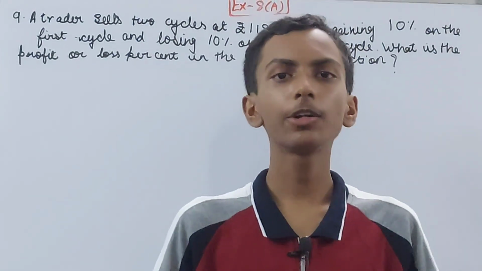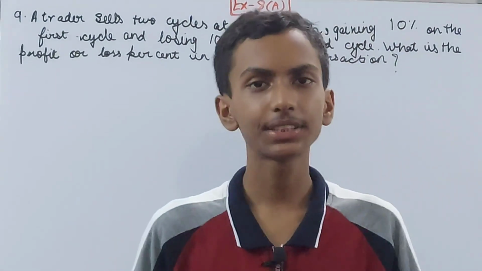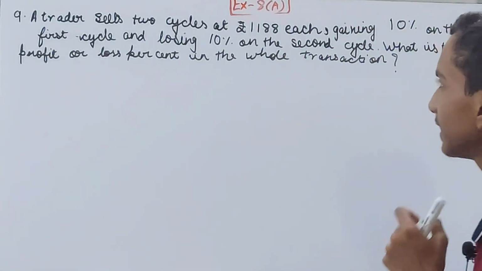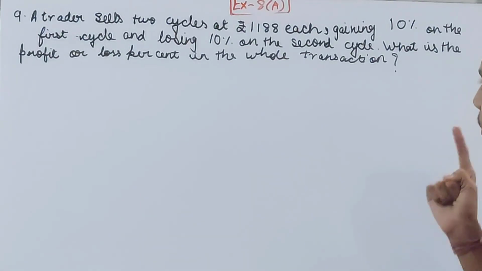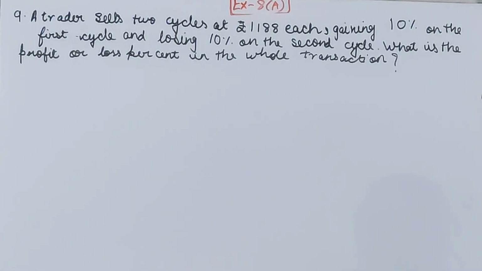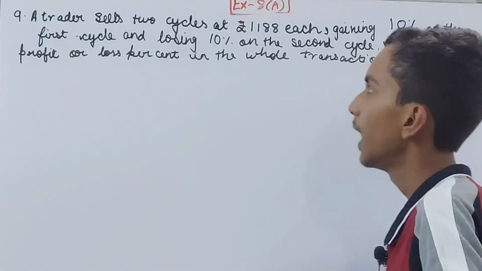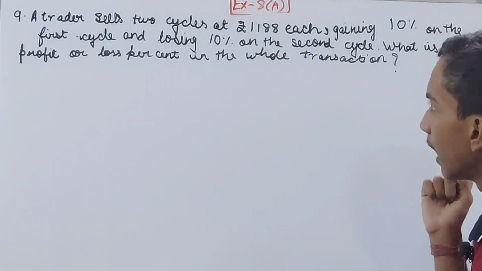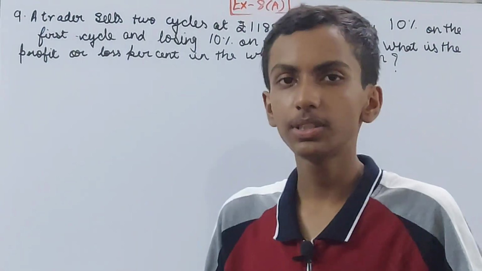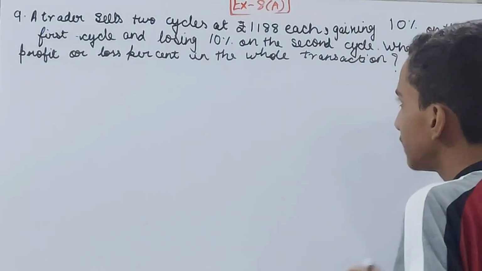In this video, we are going to solve ICSE Mathematics Class 8 Chapter 8 Profit Loss and Discount Exercise 8A Question 9. A trader sells 2 cycles at Rs 1188 each, gaining 10% on the first cycle and losing 10% on the second cycle. What is the profit or loss percent in the whole transaction? So basically, a trader sells 2 different cycles at the same selling price, 1188 rupees. So let's write it down this way.